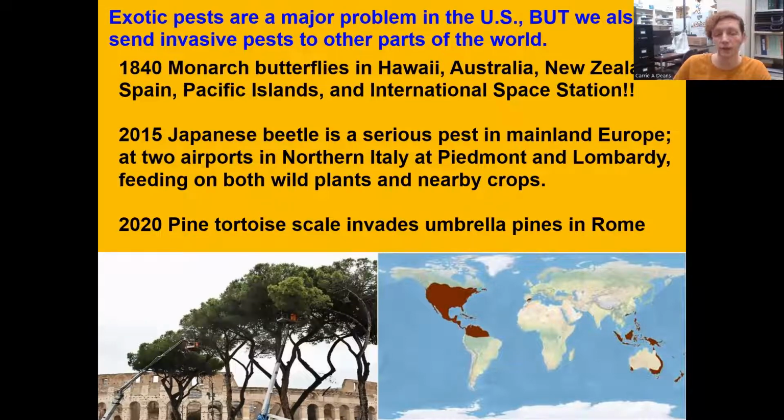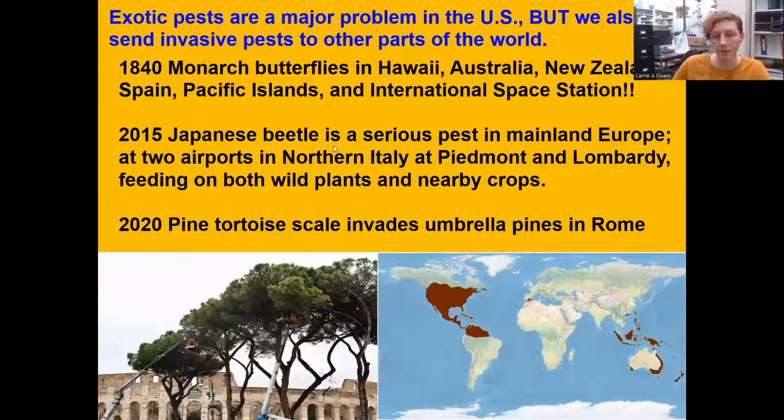So some examples of species from North America that have spread to other areas include monarch butterflies, which have spread to Hawaii, the Pacific Islands, Australia, and, interestingly, are in space aboard the International Space System, where they're doing some research with them on various effects of microgravity. Although I doubt it's a very high risk for them to become established in space.